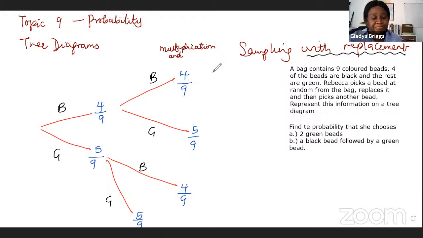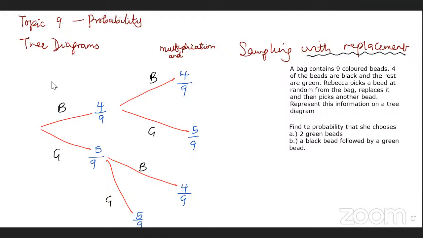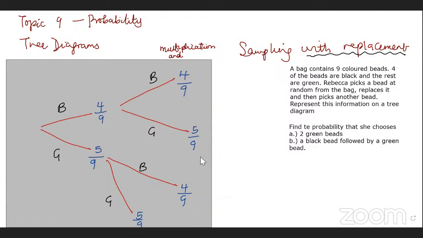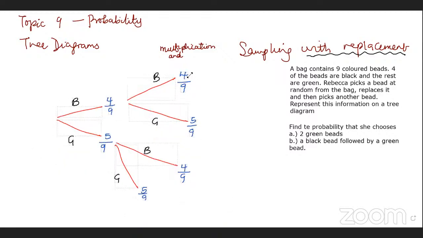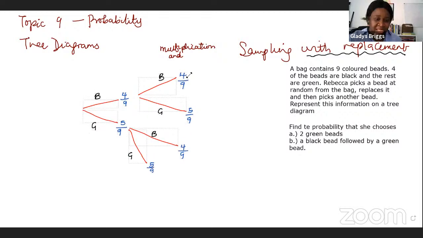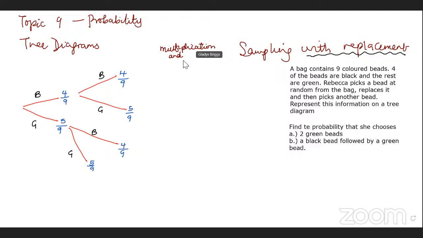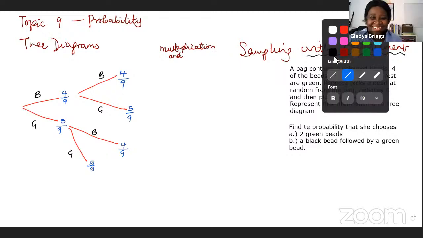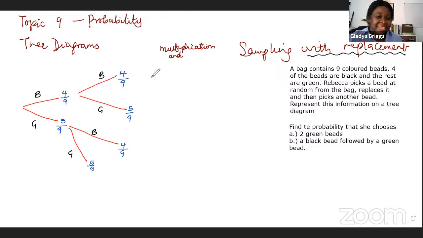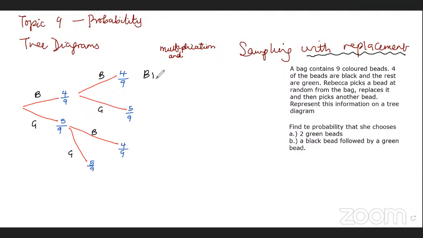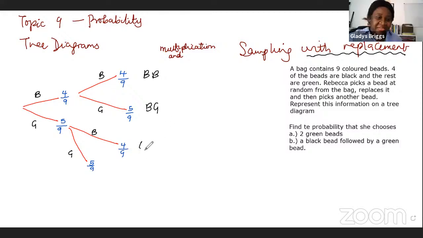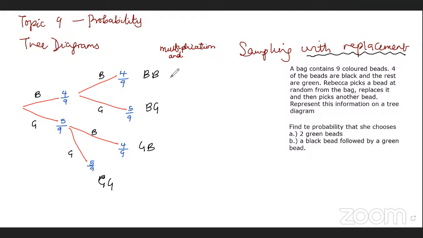What should I do now? Add them. 4/9 plus 4/9. Ooh, is it add or multiply? Multiply. So black and black, black and green, green and black, and then green and green. It will be nines.